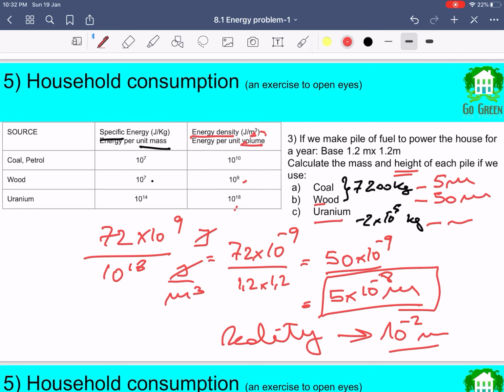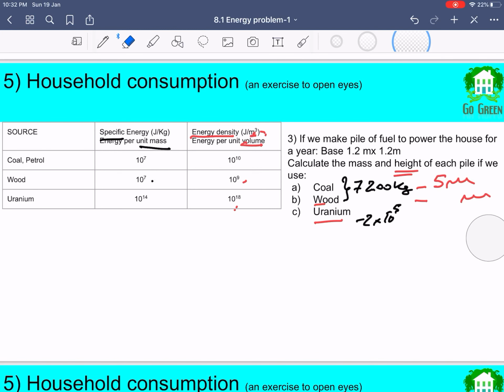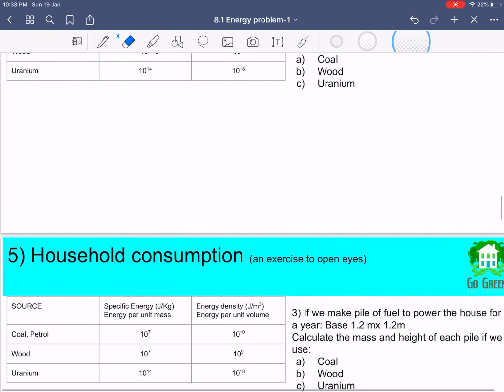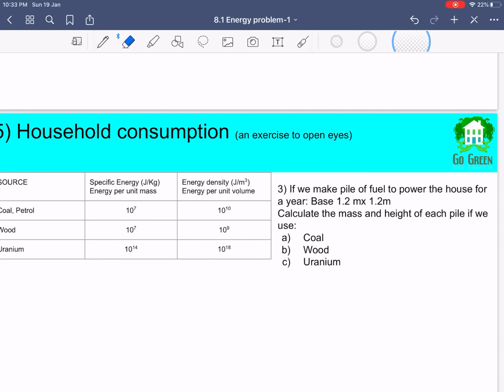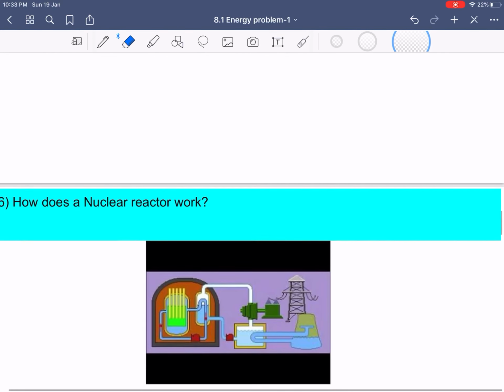So more or less the thickness of a hair, something as tall as this. That's probably the height of the pile, compared to 50 meters and 5 meters. This is just to use these concepts of energy density and energy. So this was just an example to see how we play with these concepts of energy density, energy, specific energy, right? So this is all the same problem. Okay, now.